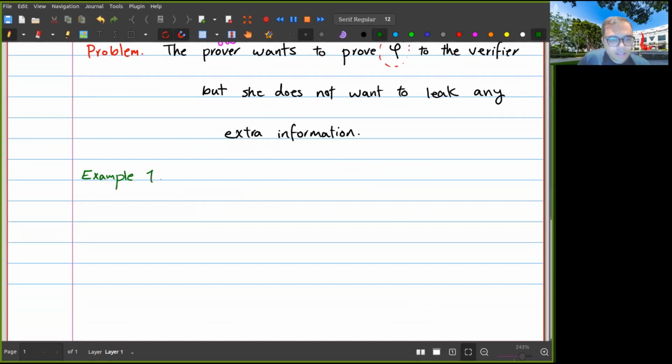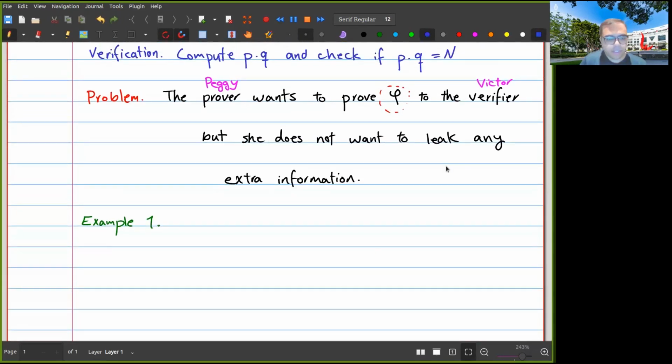And this is actually an example that people use all the time. So imagine that my verifier Victor is colorblind. Okay, so imagine Victor is colorblind. And let's say that we also have two balls, one is green and one is red, and Victor cannot tell the difference. Okay.